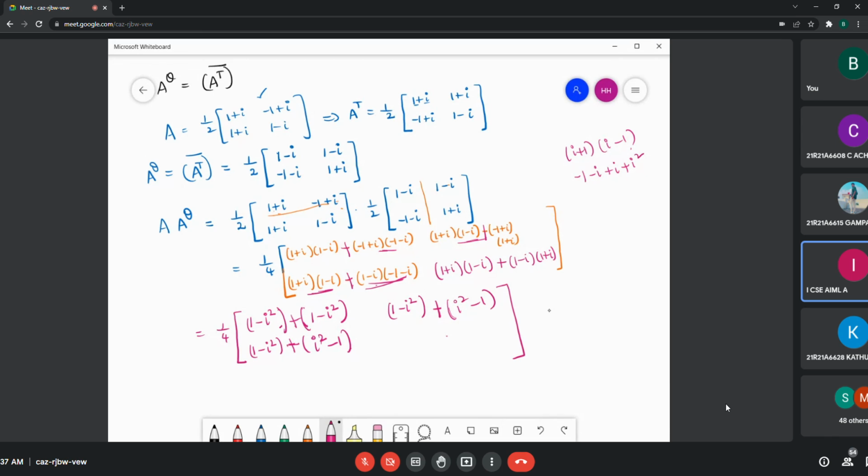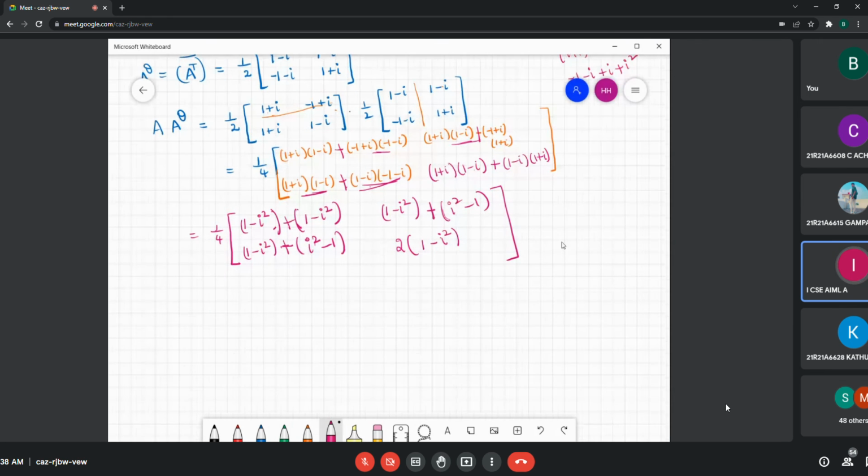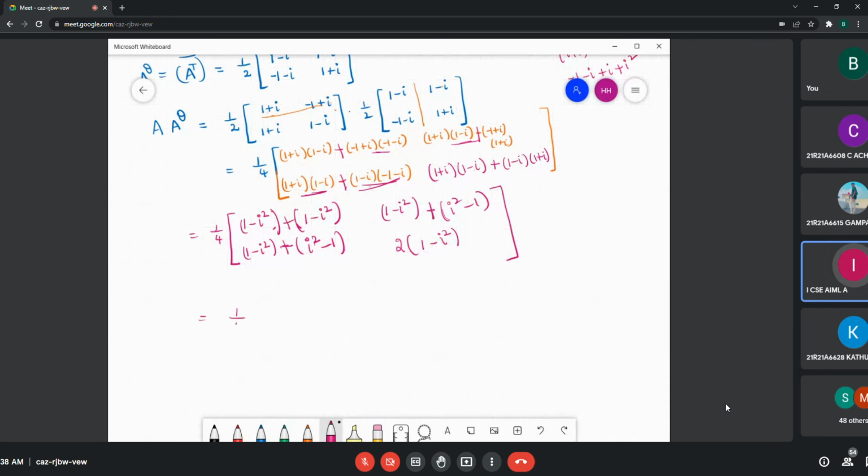This is 2 times of 1 minus i square, I think. 1 plus i into 1 minus i. 2 times of 1 minus i square. So this is equal to 1 by 4 into (1 minus i square plus 1 minus i square). So i square is minus 1, plus 1.